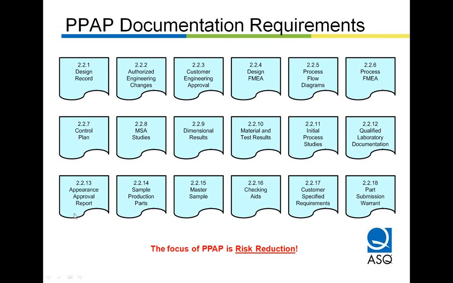If we have appearance items, then the appearance approval report simply provides evidence that the results conform to requirements. Sample production parts have to be identified, traceable, and maintained. Master sample parts have to be identified, traceable, and maintained. Checking aids have to be identified, traceable, and maintained.